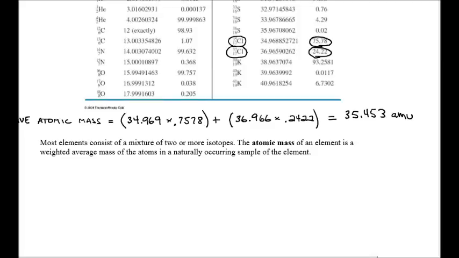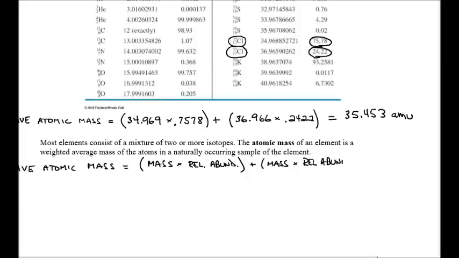AMUs. A generic equation would be average atomic mass equals mass times relative abundance plus mass times relative abundance plus ... for however many isotopes that you have. We're going to do some problems in class, and that will be it for lecture 2.